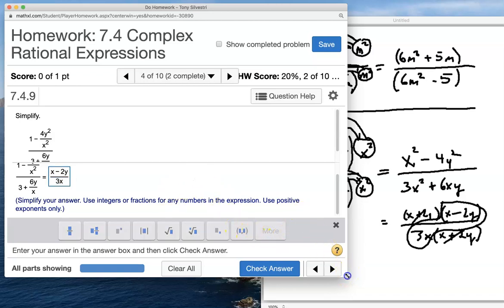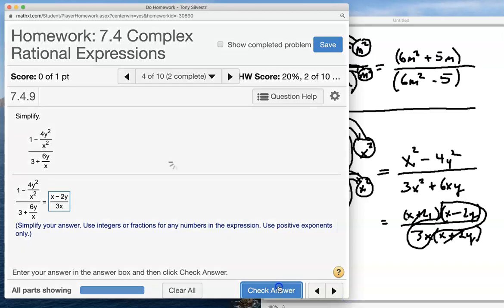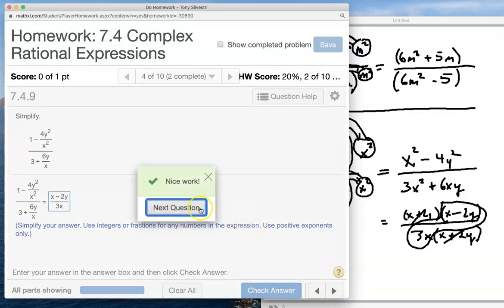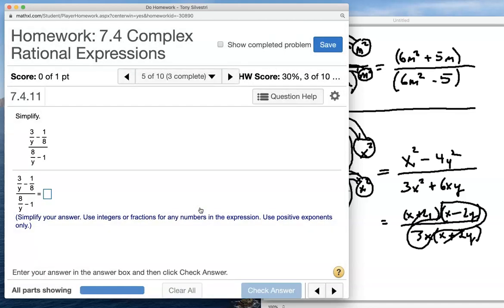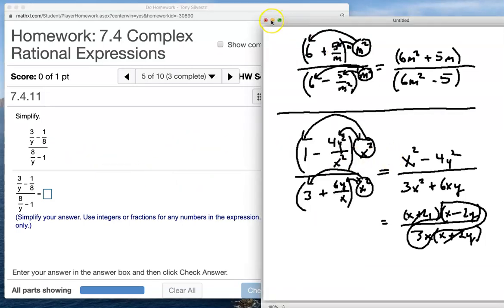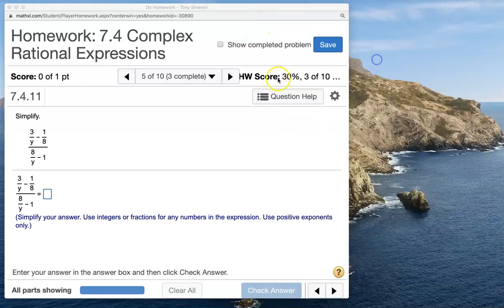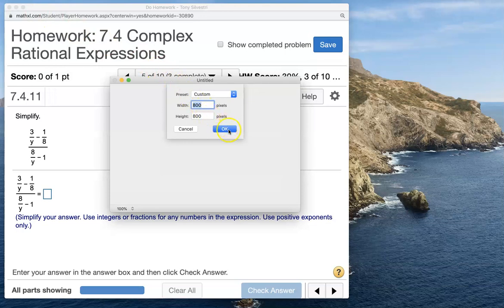Let's see if that's right. Is it the correct answer? Check my answer. Yeah. So these complex expressions aren't as complex as they claim they are. Let's see. That looks good. Let's do that one. Don't save. File. New. Start over again.